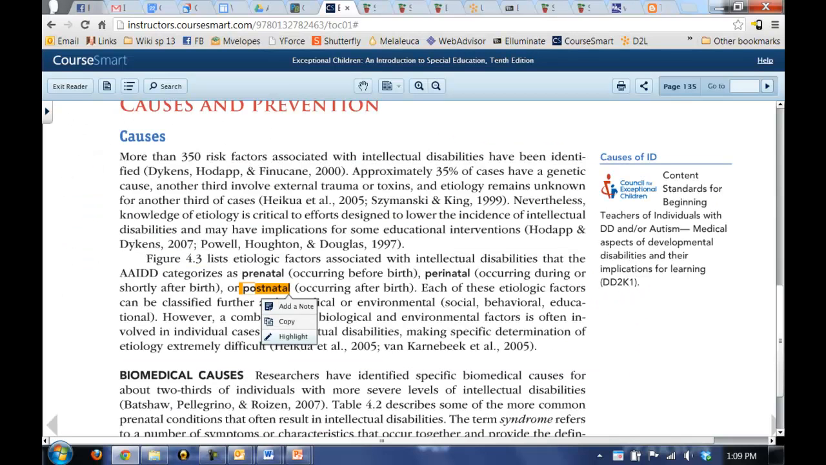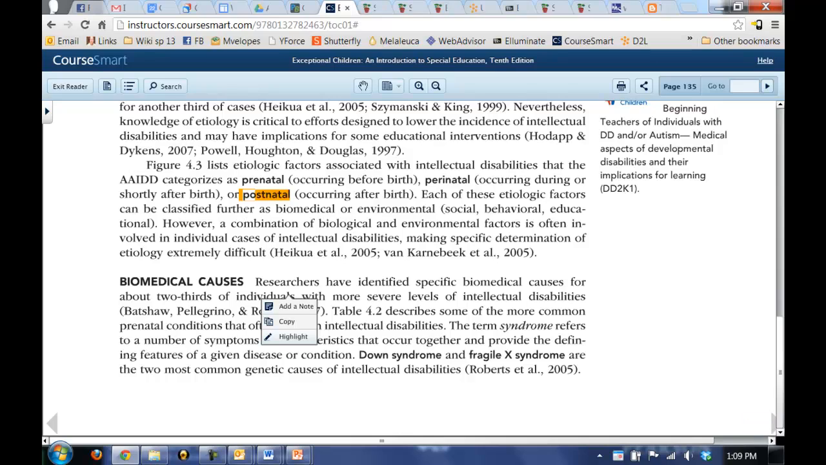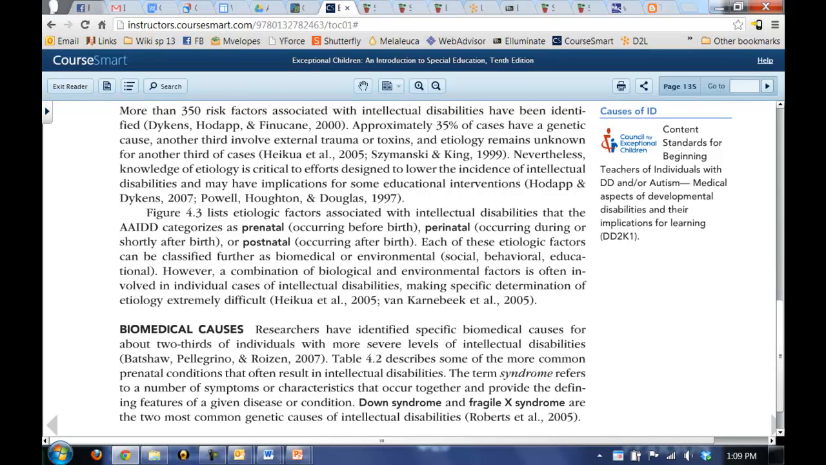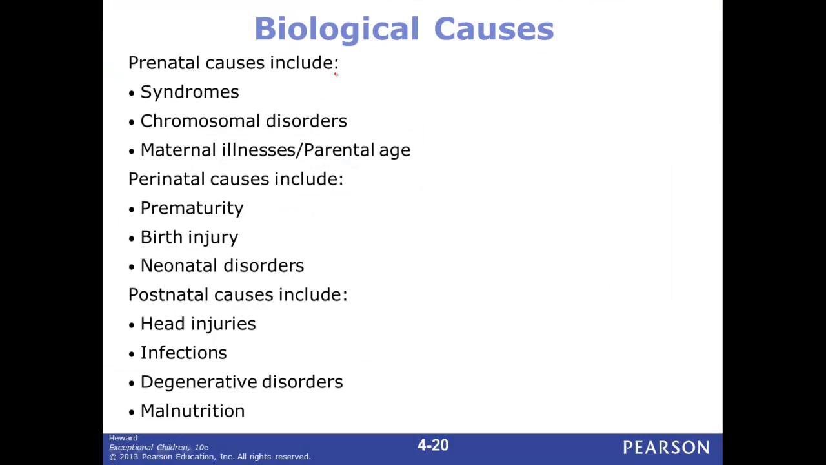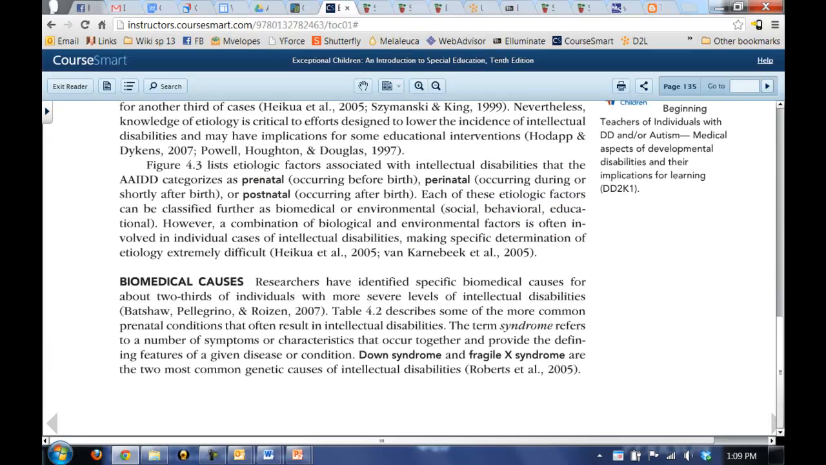Let me go back over here. Here are some biomedical causes like Down syndrome and Fragile X. Again, I want to go here. Perinatal before, perinatal during, or postnatal after the birth. Each ecological factor can be classified further as biomedical, environmental, and so on. So here's biomedical, like this. Here are the prenatal, perinatal, and postnatal causes.